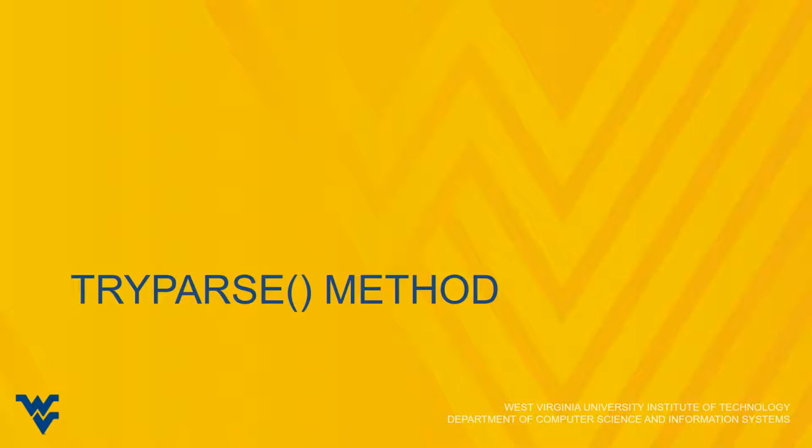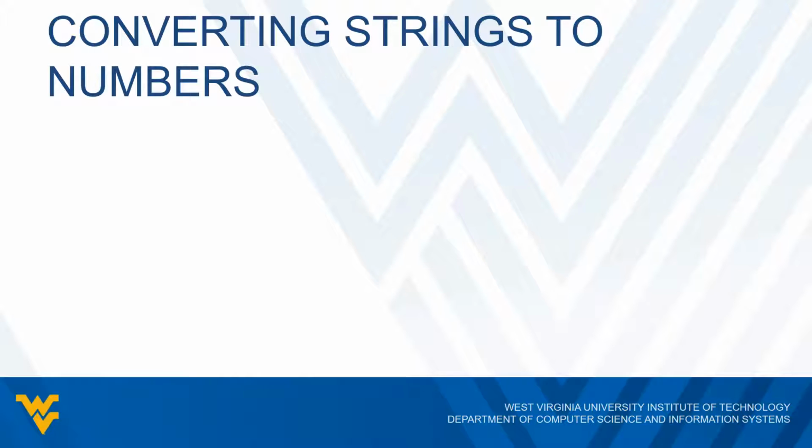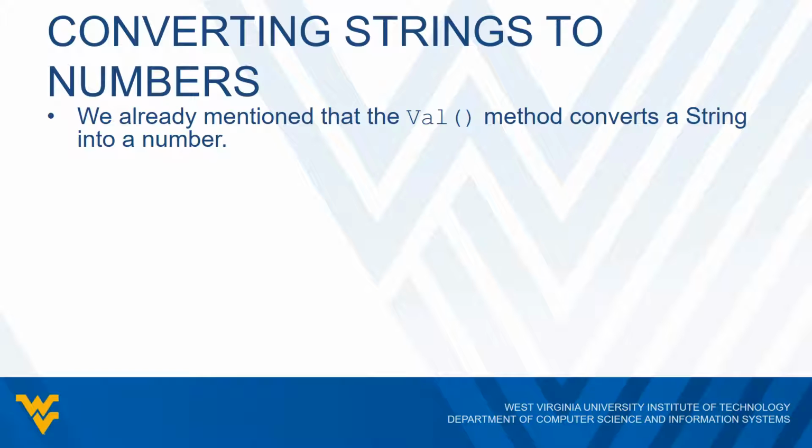We're now going to take a look at another method that allows us to convert strings into numbers. This method is called the try-parse method. Previously, we've talked about an approach that allows us to convert strings into numbers. This was the val method. So we can take any string and we would convert it into some number.